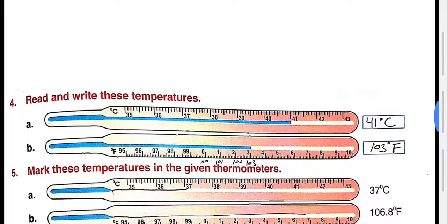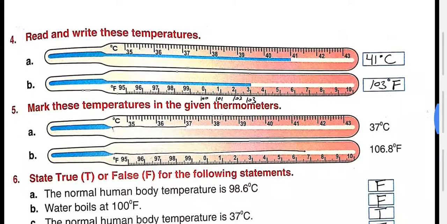At 41, right? At 41. So right here it is 41 degrees Celsius, because this is the Celsius scale. Now it is Fahrenheit. Now it becomes 99, 100, 101, 102, 103. It added 3, meaning 103. So write 103 degrees Fahrenheit. You just have to write it here.